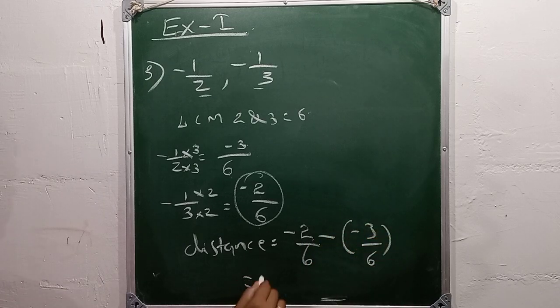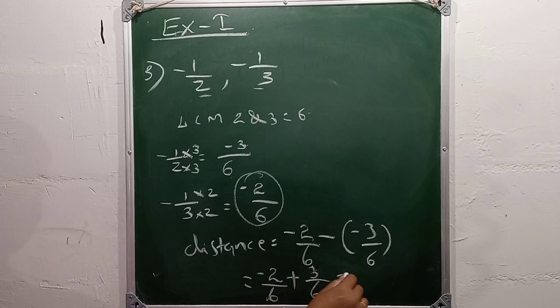Okay, that is equal to negative 2 by 6 plus 3 by 6. Negative 2 plus 3: one is negative and the other is positive, so larger minus smaller. 3 minus 2 is equal to 1, and the larger number's sign is positive. So 1 by 6 is the answer. The distance between negative 1 by 2 and negative 1 by 3 is 1 by 6.